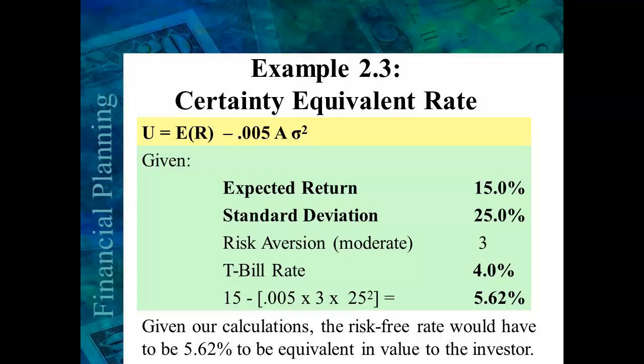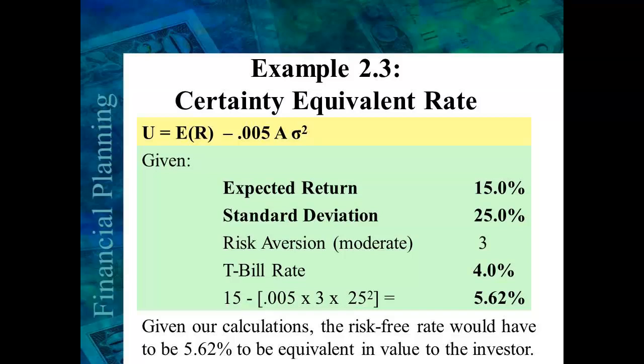The calculation resulting from this utility formula is the rate that the risk-free asset must offer in order to be considered attractive. In this example, you are given that the expected return of the security is 15%. The standard deviation of the return is 25%. And the investor has a moderate tolerance for risks, i.e. A equals 3. Calculating for utility, you discover that it is 5.62%.